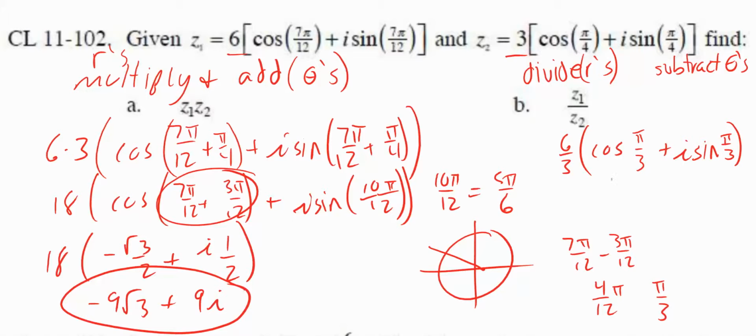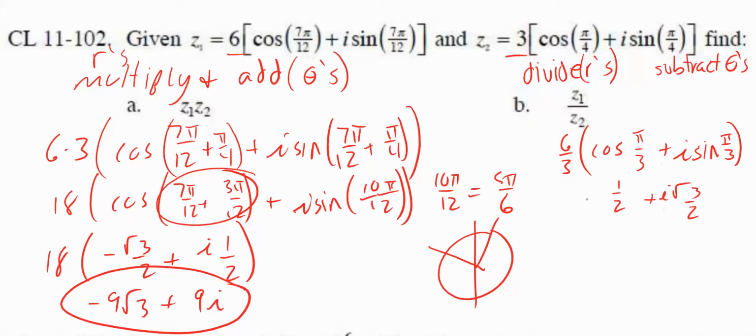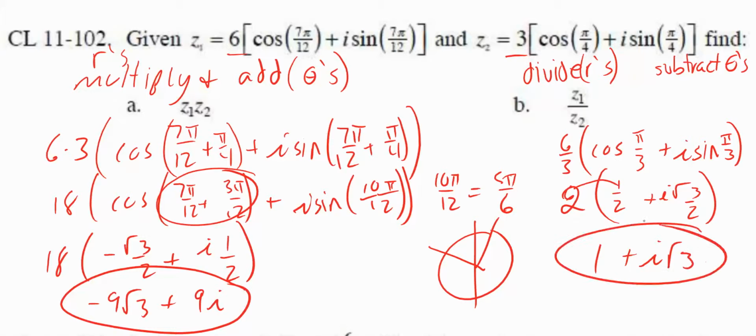Subtracting the angles. And the cosine of pi over 3 is 1/2. And the sine of pi over 3 is root 3 over 2. Don't lose our I. 6/3 is 2. 2 times 1/2 is 1. 2 times I root 3 over 2 is I root 3. Very nice.